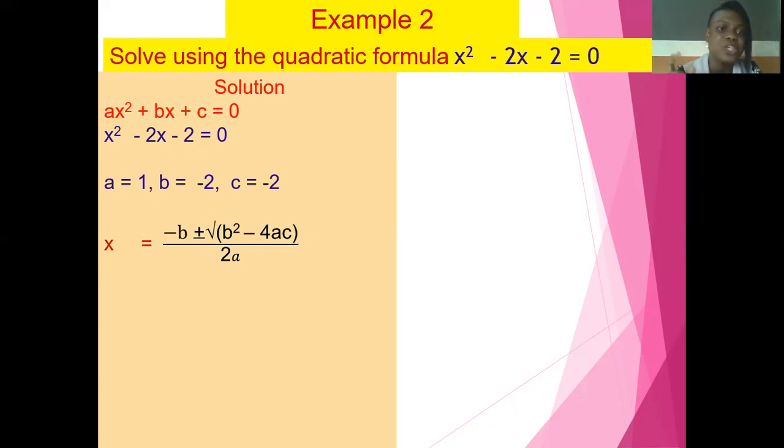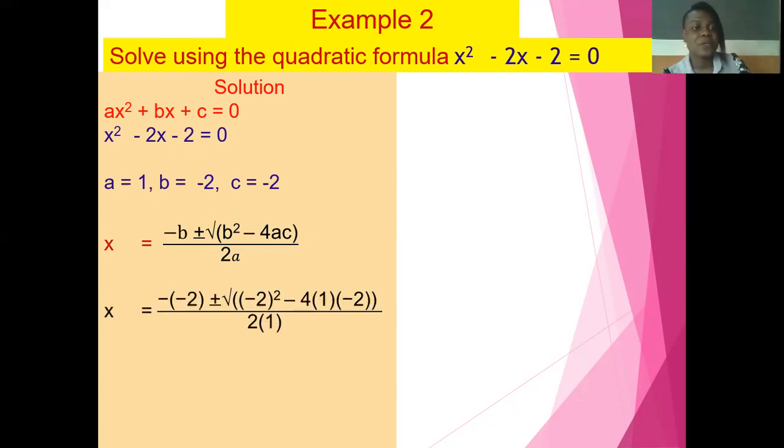Wherever you see B, you can just erase B and put minus 2. Wherever you see A, you can just erase A and put 1. And wherever you see C, you can just erase C and put minus 2, if you want to do it that way. So we would have something like this: minus 2 plus or minus square root of minus 2 all squared minus 4 into 1 into minus 2, over 2 into 1. There's nothing difficult here. Don't think, how is it so large? It's not so large.